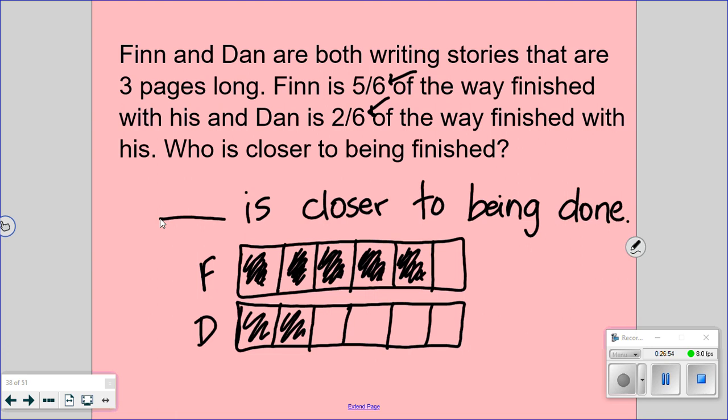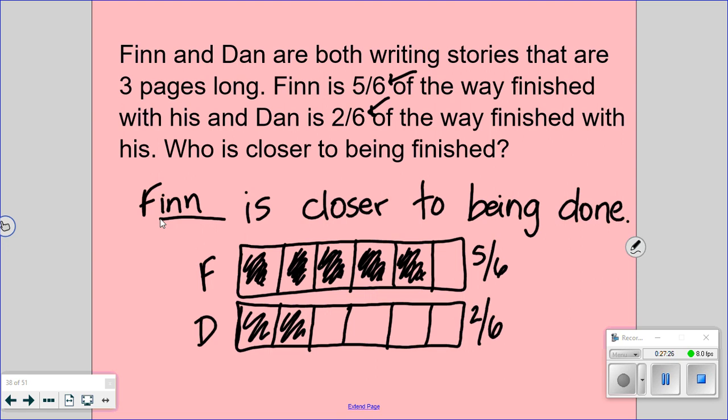Do you think you can easily tell who's closer to being done? Yes. Who is closer to being done? Finn. Bowen, you said you knew this from the beginning. What clues told you that answer right at the beginning? Because the denominator was bigger. The denominator is the same. I mean, the numerator was bigger.